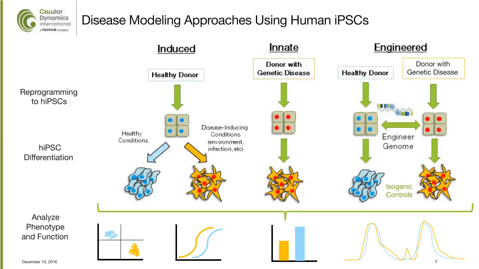Another process, which Dr. Feaster will present on in a bit, is the innate, where we can take samples from a donor with a genetic disease and differentiate these iPSCs using the regular differentiation protocol and produce and compare them to the wild-type healthy control samples. Collectively, this is how CDI can leverage iPSC technology to advance personalized medicine.